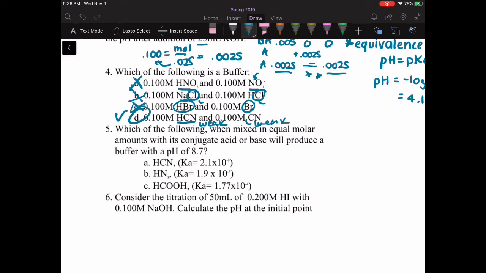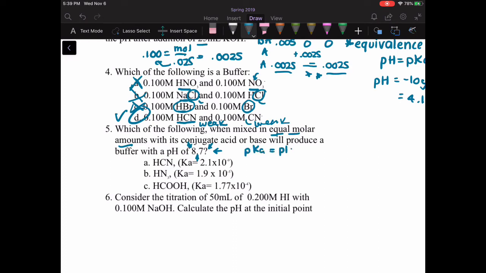All right. Which of the following, when mixed in equal molar amounts with its conjugate acid or base, will produce a buffer with a pH of 8.7? It's important for scientists to be able to create buffer systems that operate at certain pHs, meaning they'll stay near this pH and won't deviate very far. We have a bicarbonate shuttle in our blood that keeps our pH near 7.4-ish.